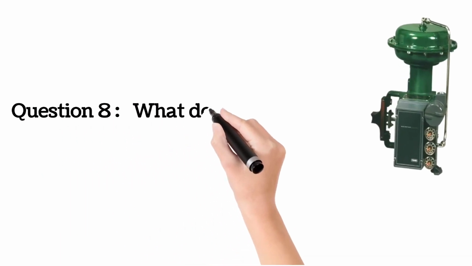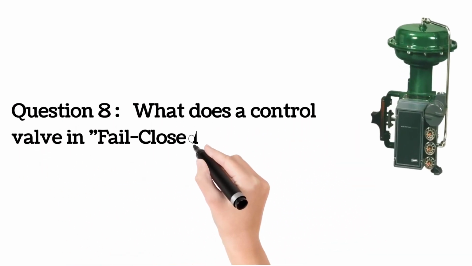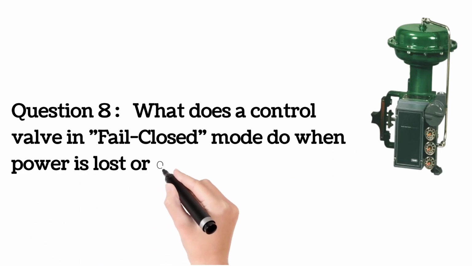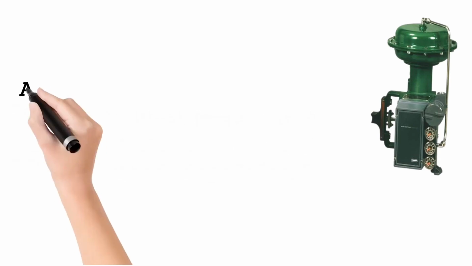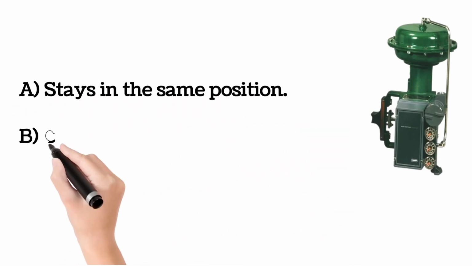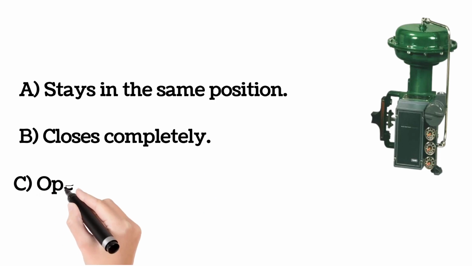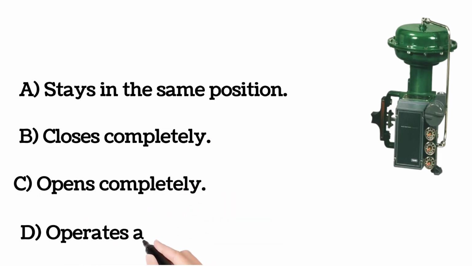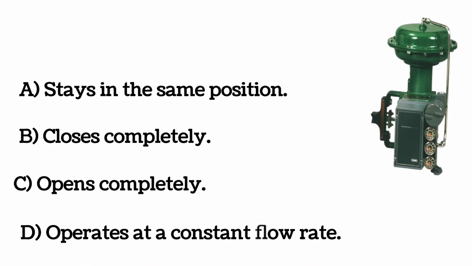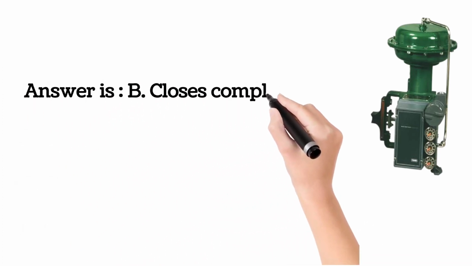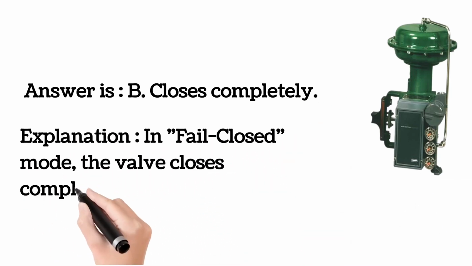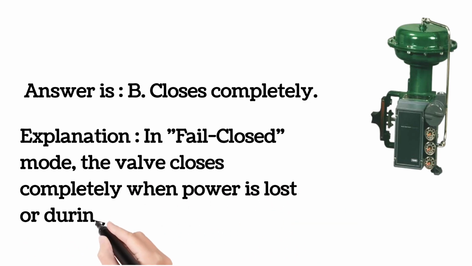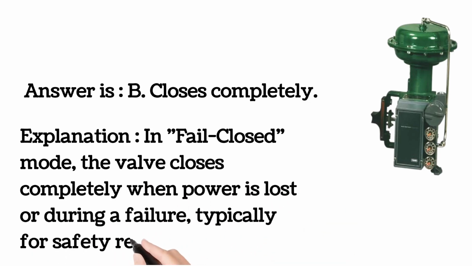Question 8 is, what does a control valve in fail closed mode do when power is lost or during a failure? A. Stays in the same position. B. Closes completely. C. Opens completely. D. Operates at a constant flow rate. Answer is B. Closes completely. Explanation: in fail closed mode, the valve closes completely when power is lost or during a failure, typically for safety reasons.